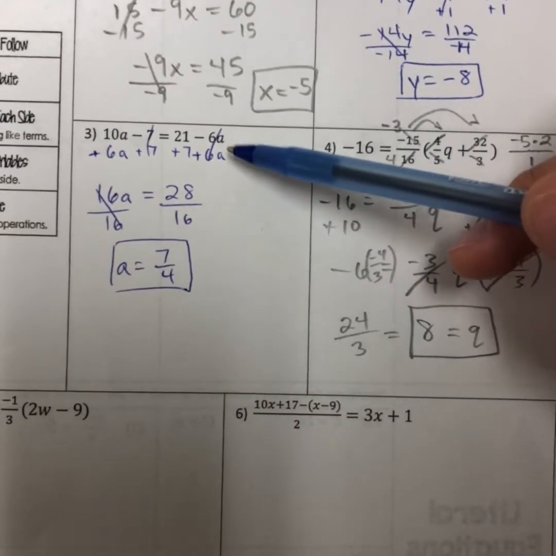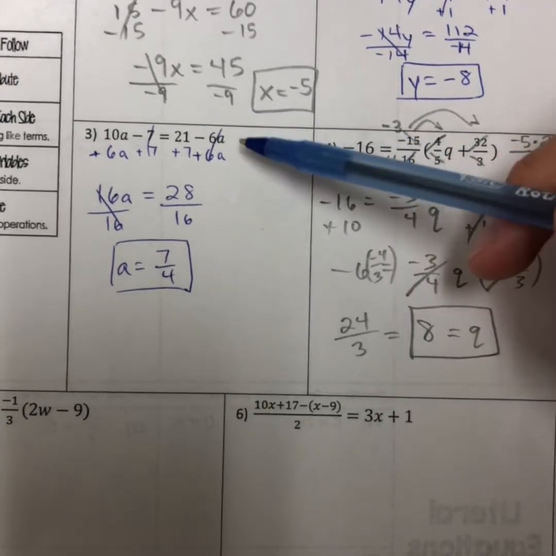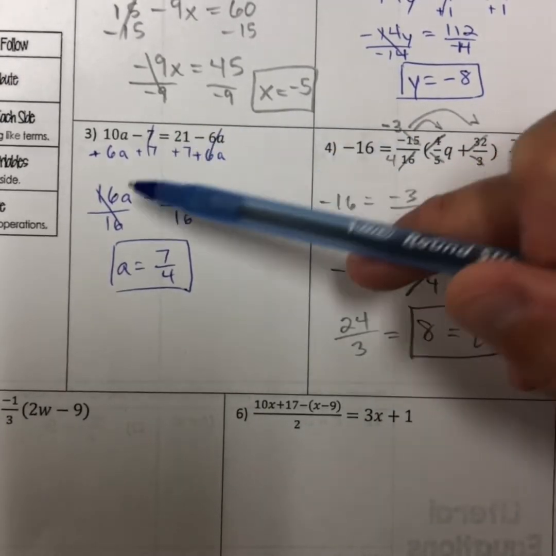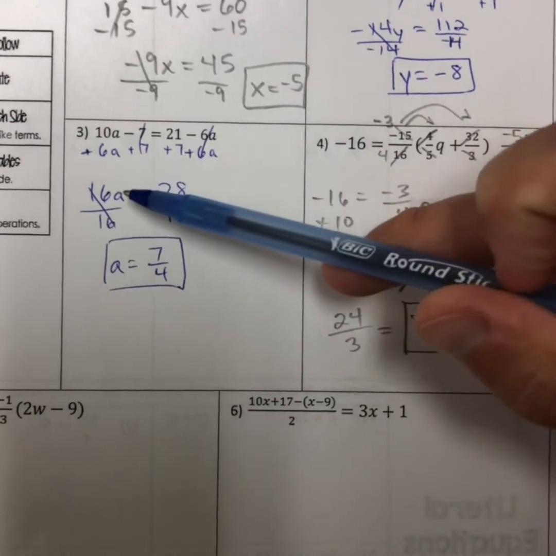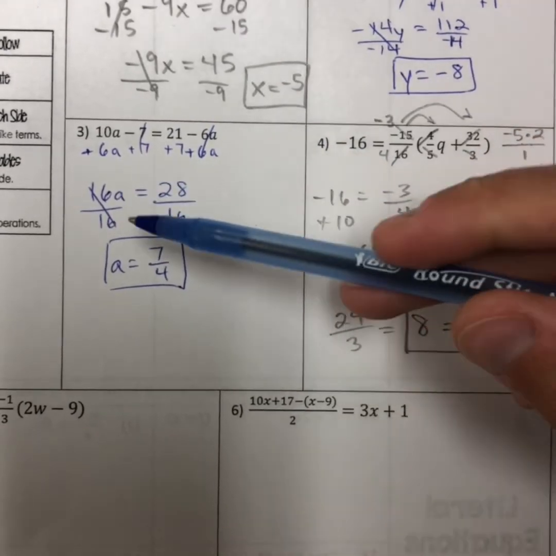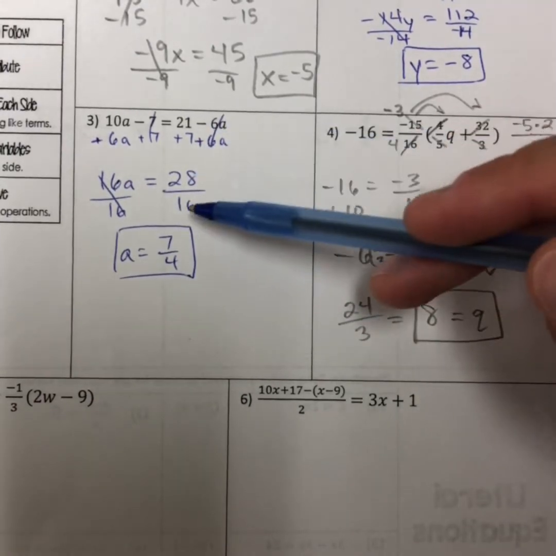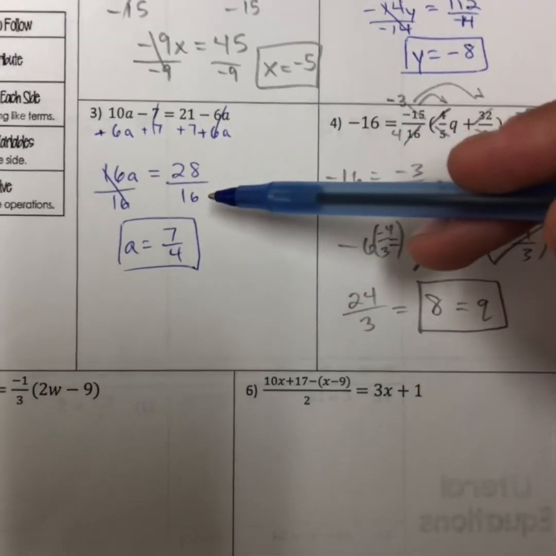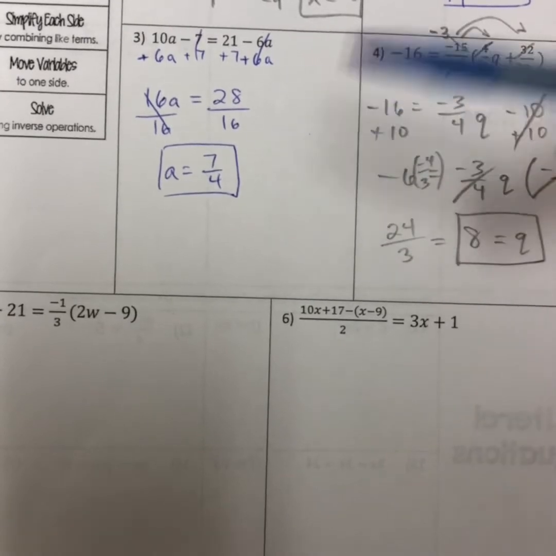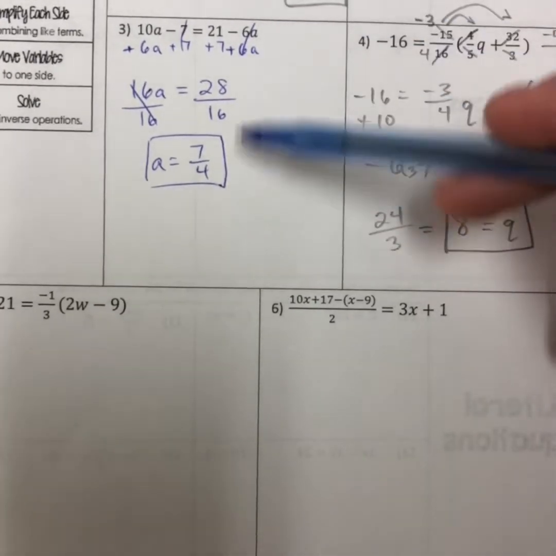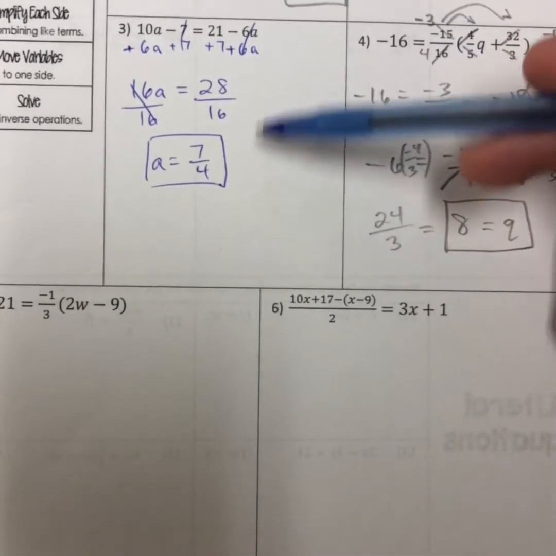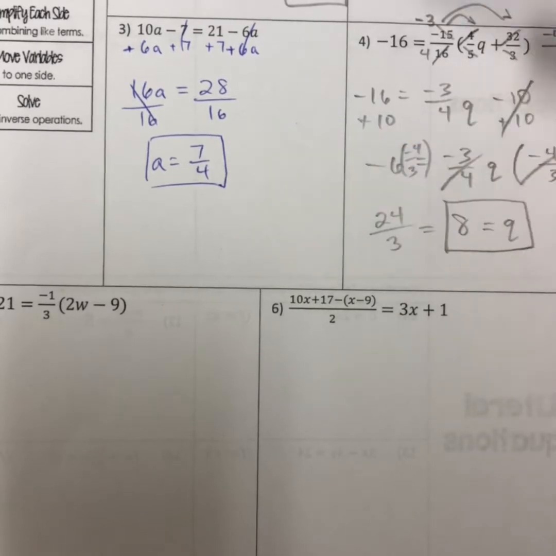The third one here had variables on both sides, so we had to move them over. I like to try to keep the coefficient positive, so I moved the 6a with addition to the left side. By adding 6a to both sides and then 7 to both sides, we end up with 16a equals 28. And from there, don't fear fractions. They're your friends, remember. You just reduce this for your final answer, 7/4. You don't even have to turn that into a decimal. You can leave it just like that.